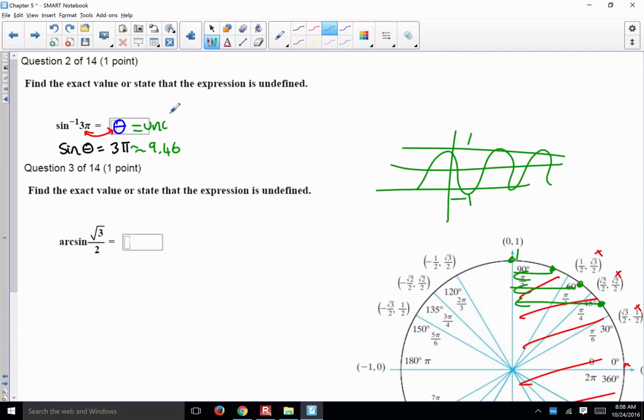Undefined. You cannot compute this function. The domain of sine inverse is between -1 and 1. If you see a value outside of this, like 3 pi, which is 9 point something, go ahead and say this thing is undefined. The value provided here is not in the domain.